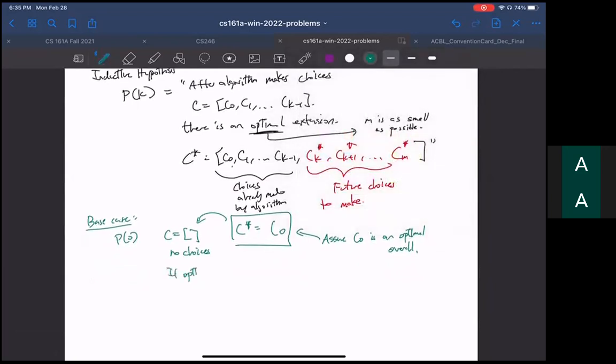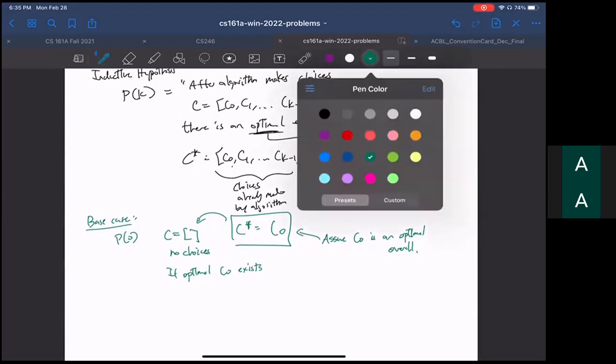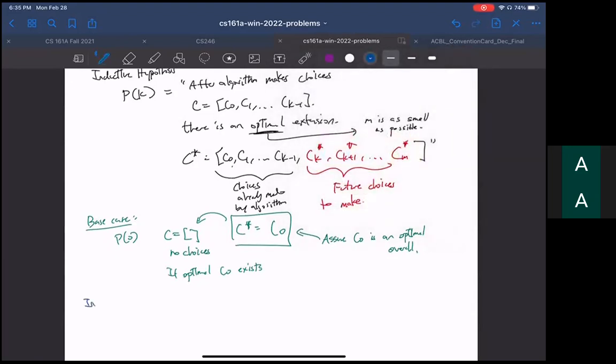If an optimal exists, which it has to, because we're assuming that there's a solution to our problem. If there is no way to put the books on the bookshelf, which I guess just means your books are too thick, then you're not going to find a solution. But assuming that there is a way to put the books on there, you have an optimal way to put it, C optimal, and then your C would be able to extend C optimal. Okay, let's go to the inductive step. This is where things get tricky.